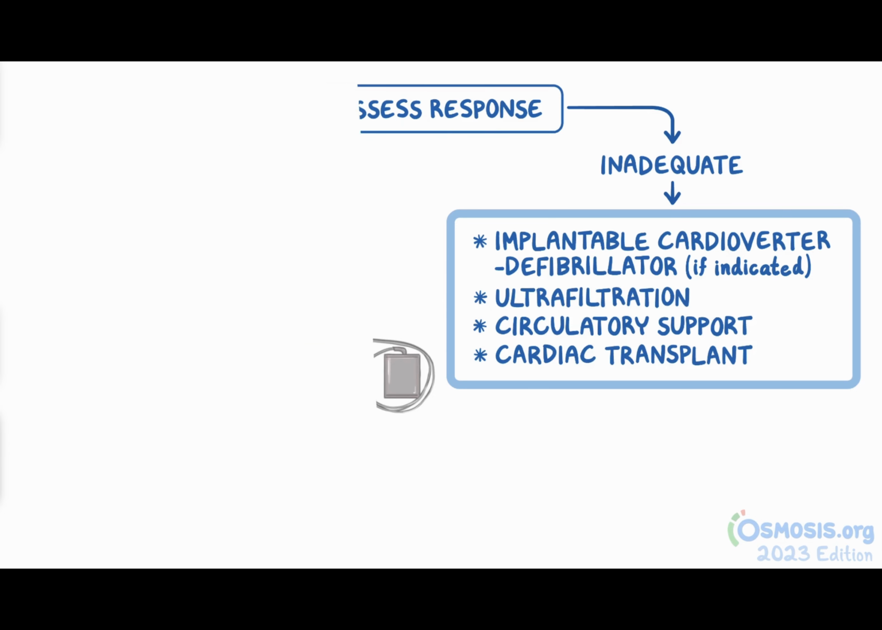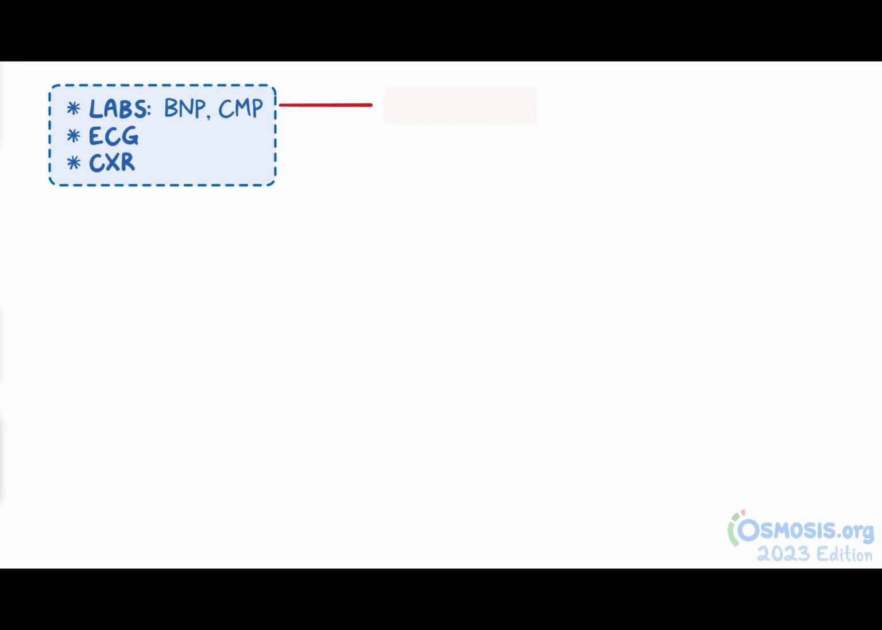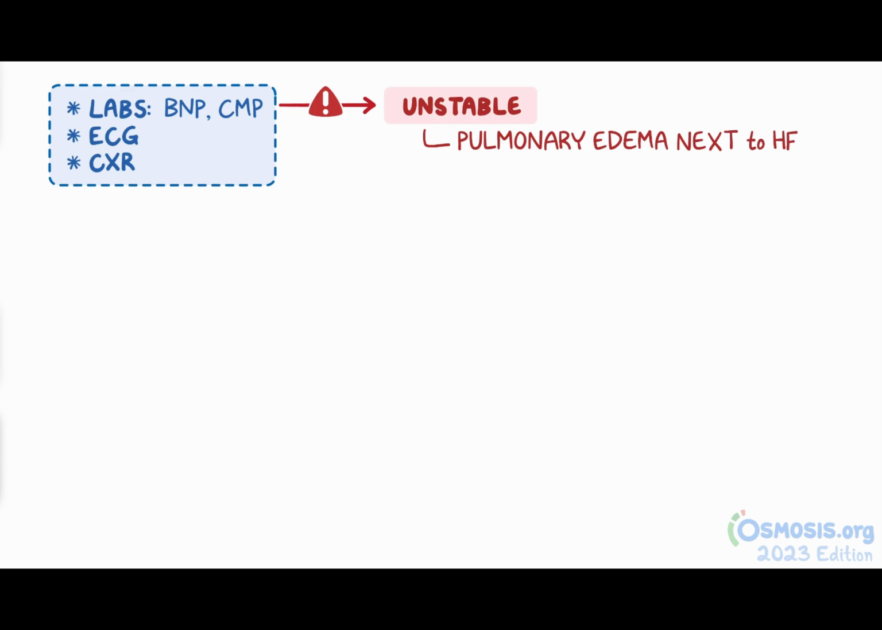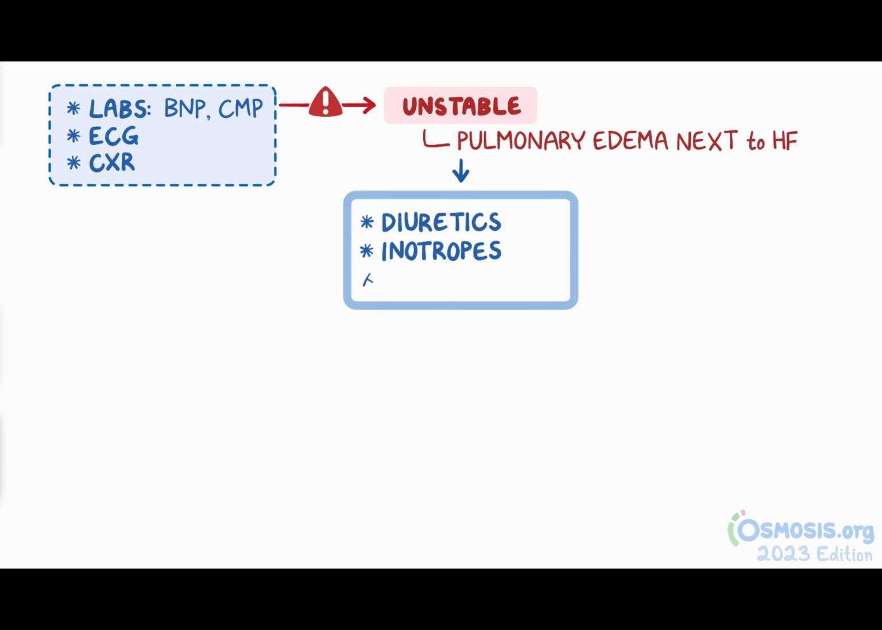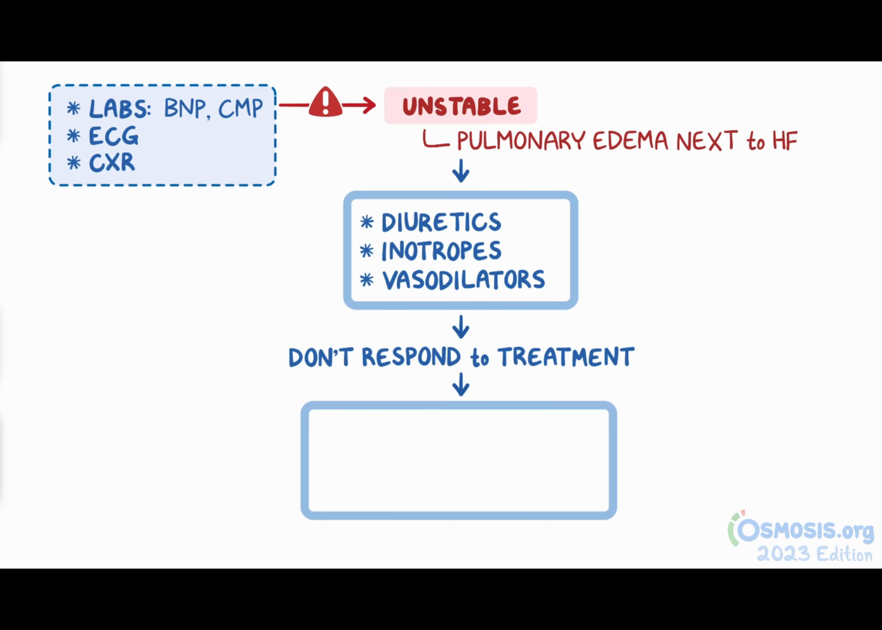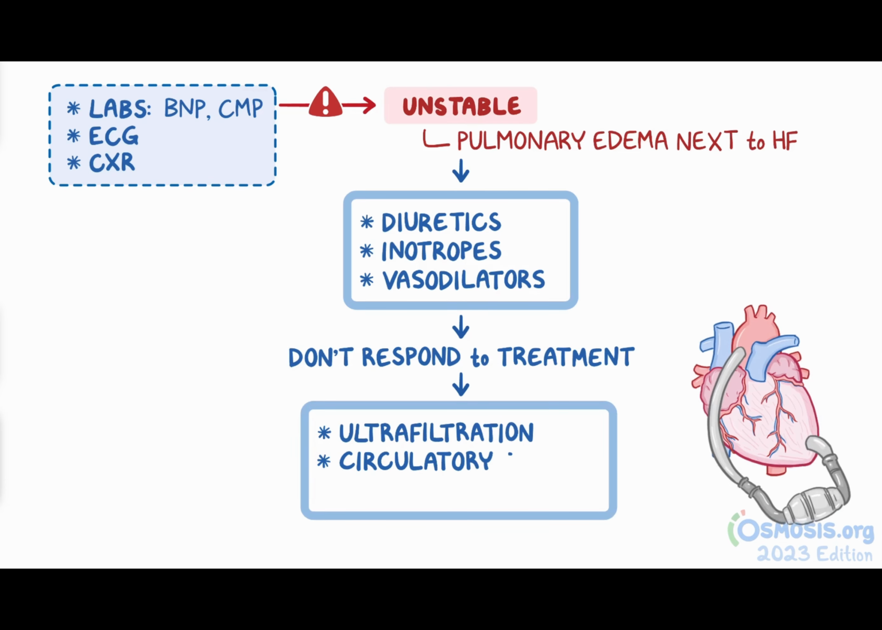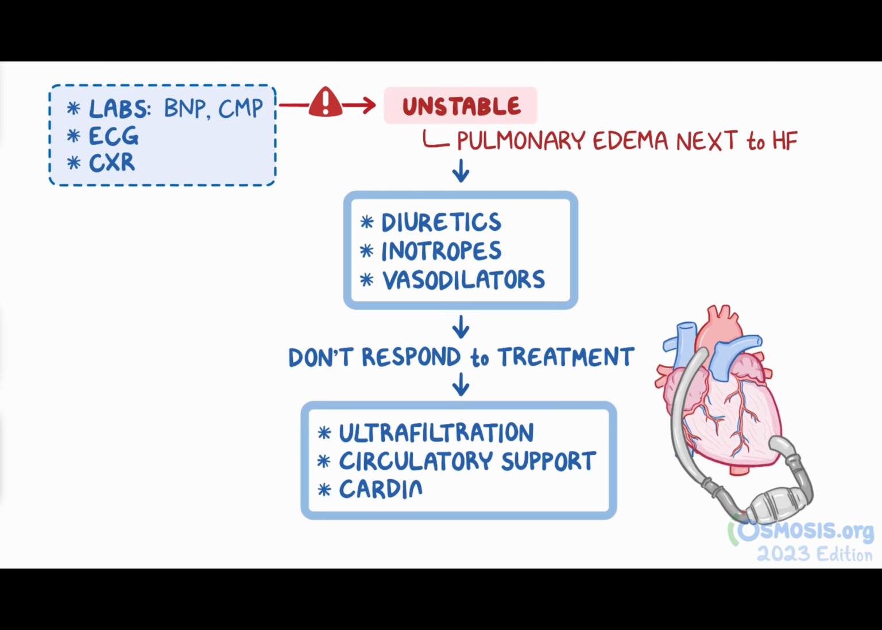All right, as a quick recap, to diagnose heart failure, you'll need to obtain labs like BNP and CMP, ECG, and an X-ray. Unstable patients usually have pulmonary edema next to HF, so be sure to treat them with diuretics, inotropes, and vasodilators. Patients who don't respond to treatment require ultrafiltration, circulatory support, and a possible cardiac transplant.